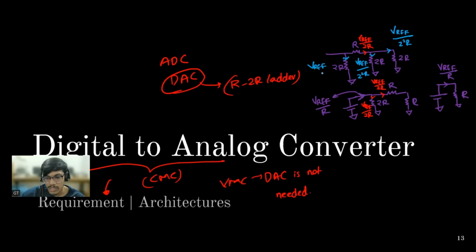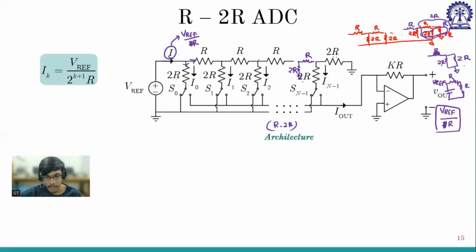So the circuit is in such a way that if you consider these currents, they will decrease exponentially. So 2R, 2 square R. Again, at any point, if you consider there is one 2R in parallel with the 2R, this will decrease exponentially. So our I naught is V reference by 2R and I1 is V reference by 2 square R. So this is a generalized equation. So if you substitute in that, we'll get all the currents.